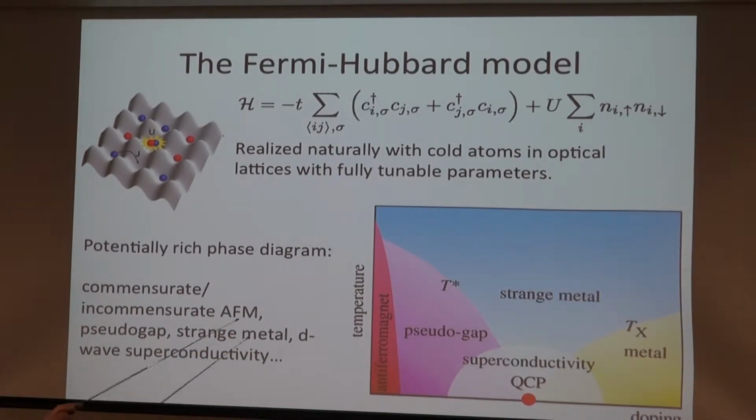And then as you start to lower the temperature, if you are undoped, you get into an antiferromagnetic state once you cross below the superexchange energy scale. So that part we understand pretty well theoretically. But then once you start to dope, that's where the theory gets really hard. And there's a lot of interesting phases that people see in the cuprates: pseudogap phases, strange metals, incommensurate antiferromagnets, d-wave superconductors. And it might be possible that all these exciting phases are there for us to discover in the Hubbard systems. So that's where we're heading.